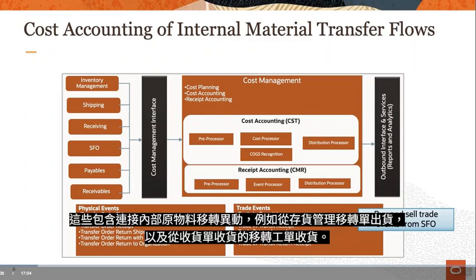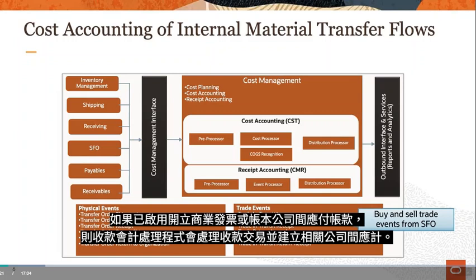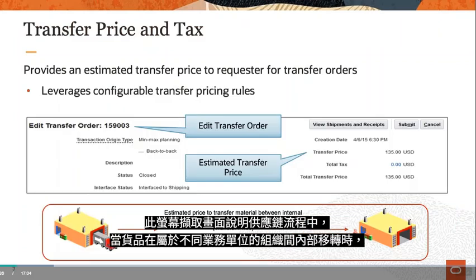The automated process performs a sequence of steps in real time. These include interfacing internal material transfer transactions such as transfer order shipment from inventory management and transfer order receipt from receiving. It also interfaces trade events from supply chain financial orchestration based on the agreement. The receipt accounting processor processes receipt transaction and creates relevant intercompany accruals if invoicing is enabled or books intercompany payables. And also, the cost accounting processor processes the shipment transactions and computes the intercompany cost of goods.